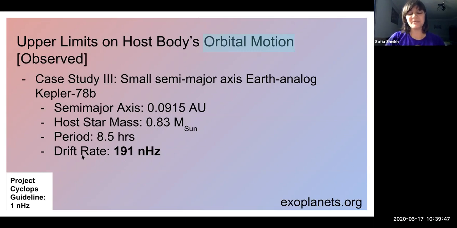And just from orbital motion, if we observed it at just the wrong time, you would get a drift rate from a transmitter on it of 191 nanohertz. Huge, huge numbers. And these are planets that we know exist. These are characteristics of planets that we have found, often via Kepler or other transit missions.